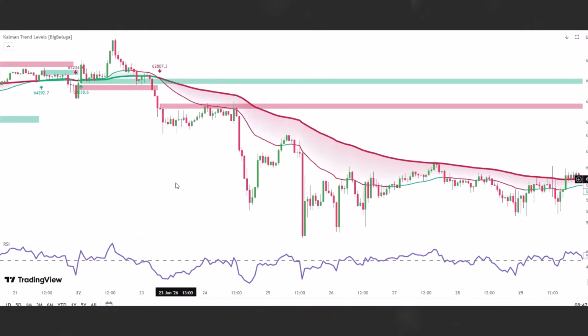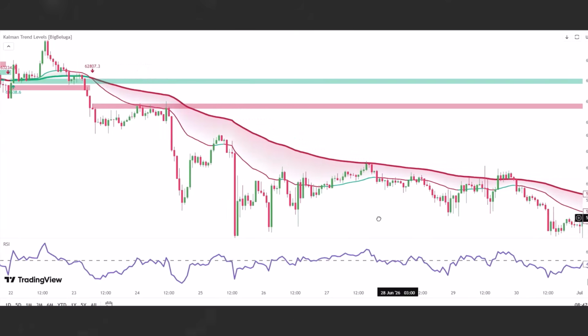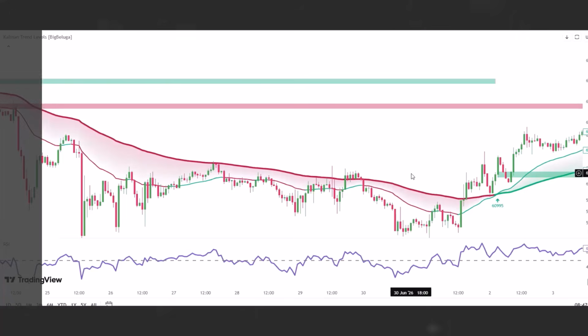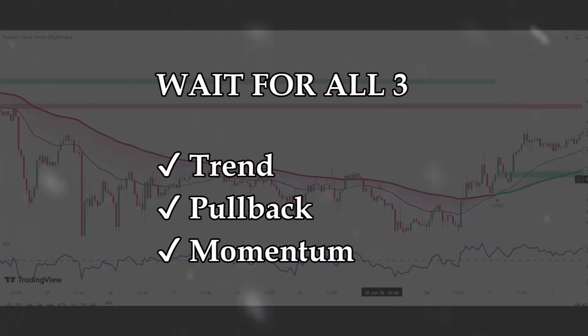Notice what we are doing differently from many beginners. We are not buying every bullish crossover. We are not selling every bearish crossover. We are definitely not chasing price after a breakout. Instead, we are waiting for three things to agree: the trend, the pullback, and the momentum. When all three line up, the probability of a high-quality trade becomes much higher.